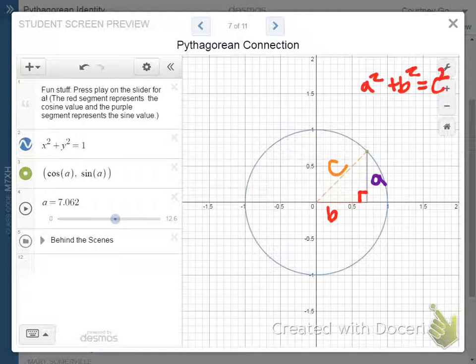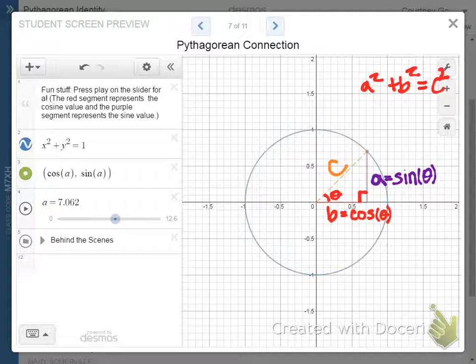Okay? But in the notes over here, remember I mentioned that the red segment here is really just cosine of whatever this angle theta is. Okay, and then the purple side is really just sine, right? It's the y component, so this is the sine of whatever that angle theta is.